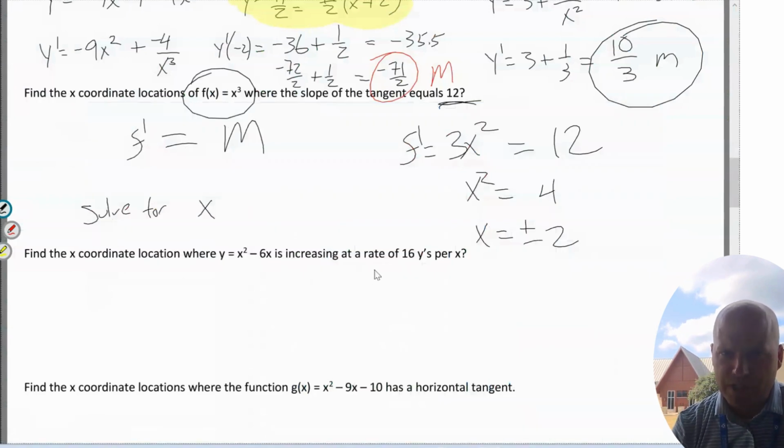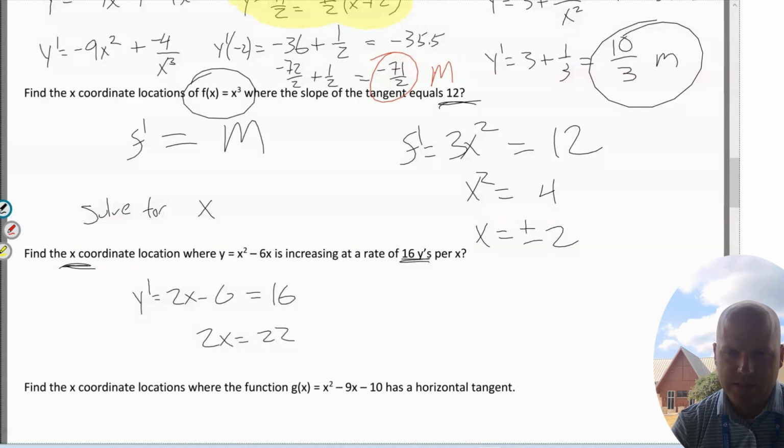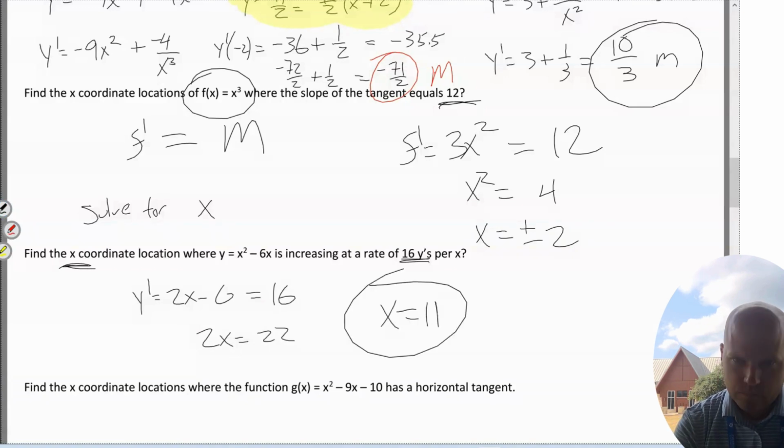When is this increasing by 16 y's per x? Okay. When is the slope formula going to produce a slope that is equal to 16? Set it up, solve for x. Add 6, divide by 2, at x equals 11. All right.